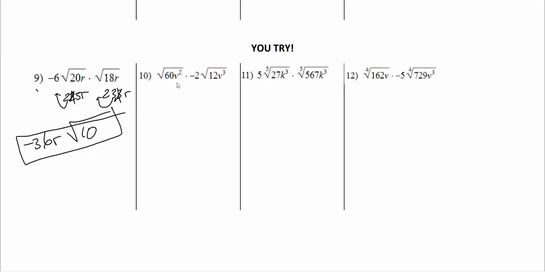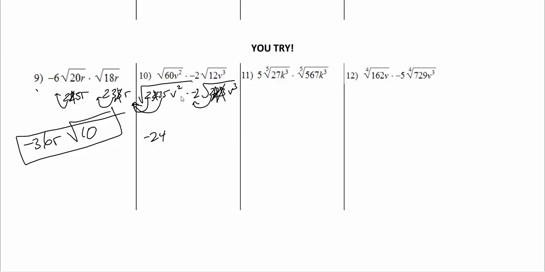Number 10 here, I have 60, which is 2 times 3 times 5 v squared times a negative 2. And then 12 is 2, 2, 3 v to the third. 2s, I have 1, cross it out. I can bring out 1, cross the next 2 out. I have 2 3s. Oh man. So bring a 3 out, cross the other 3 out. So what's left outside? 2 times 3, it's a 6, times a 2, which is 12, times a negative 2, which is a negative 24.